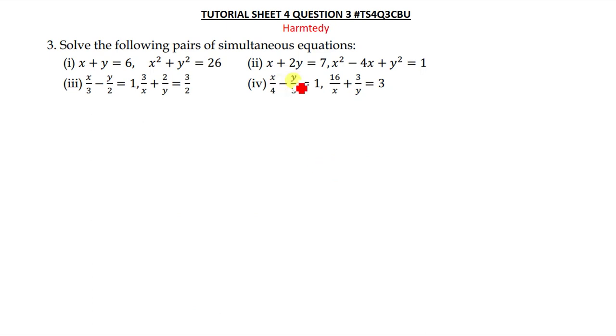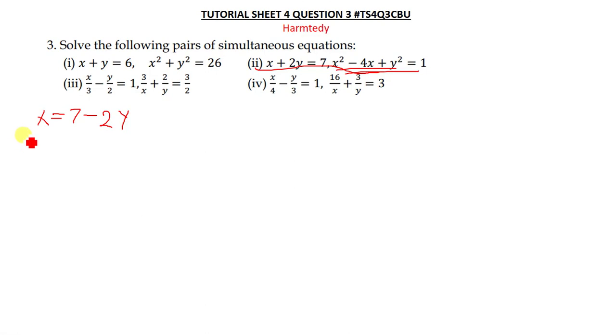So the next equation is this one. In this equation, what you can do is make x the subject of the formula, which is going to be x is equal to 7 minus 2y. While there is x in this expression, we're going to replace it with 7 minus 2y.